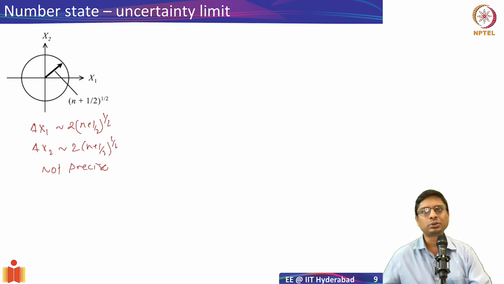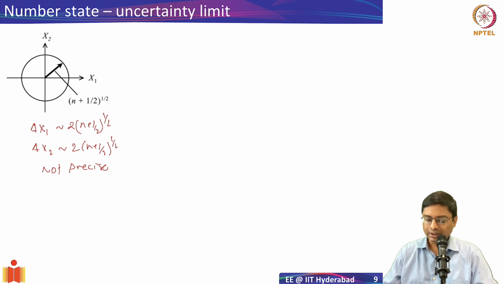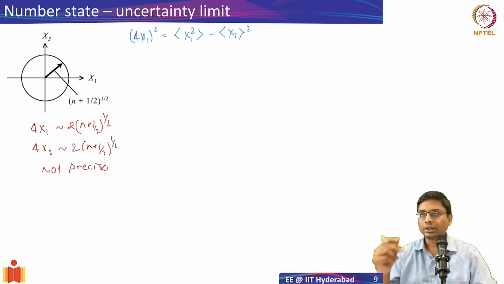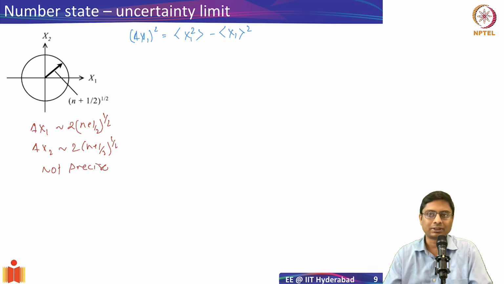But now we have all the tools to actually compute it correctly. How do we do that? The same approach as before. We know that delta x1 whole squared is equal to the average value of x1 squared minus x1 whole squared. Okay. But now I want to do it for a number state. And by the way, if you recall our basic understanding, we said that number states are not minimum uncertainty states, right? We'll just look at that.